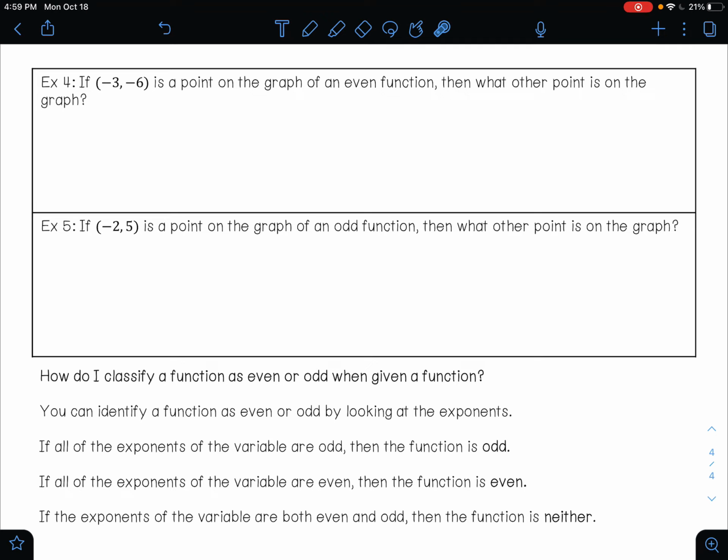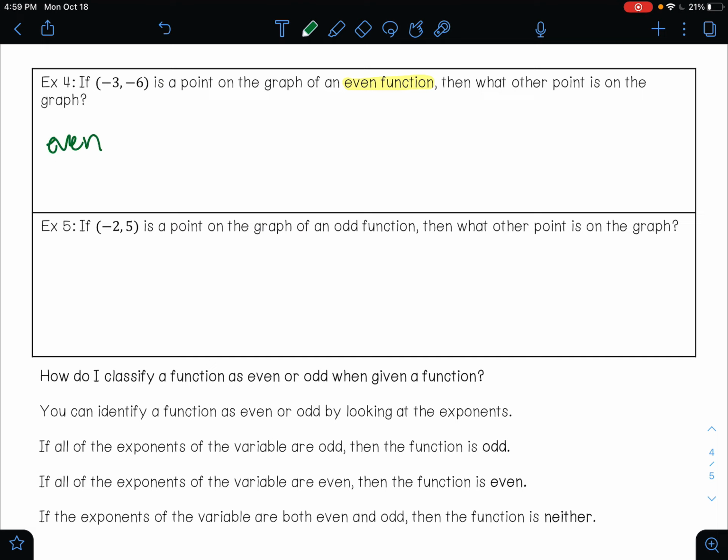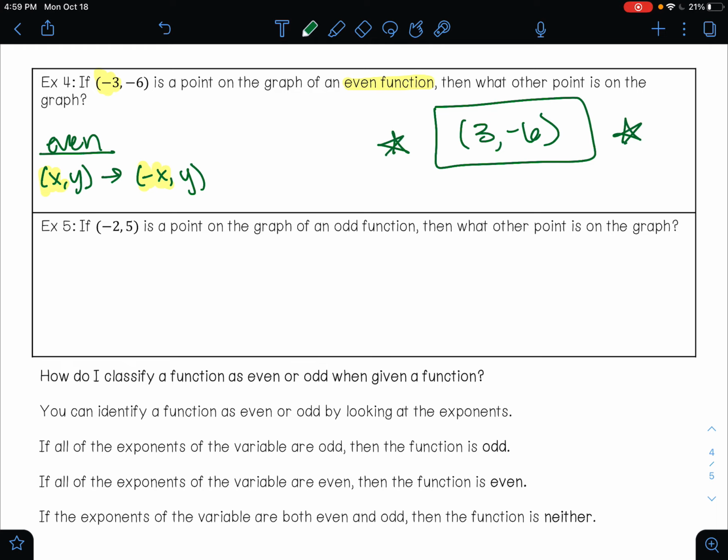On example 4, it says, if (-3, -6) is a point on the graph of an even function, then what other point is on the graph? Well, I know that for even functions, if I have the point (x, y), then I also have the point (-x, y). So all you need to do is just change your sign of x. So if I change the sign of x, the point (3, -6) would also need to be on that graph if it were even.